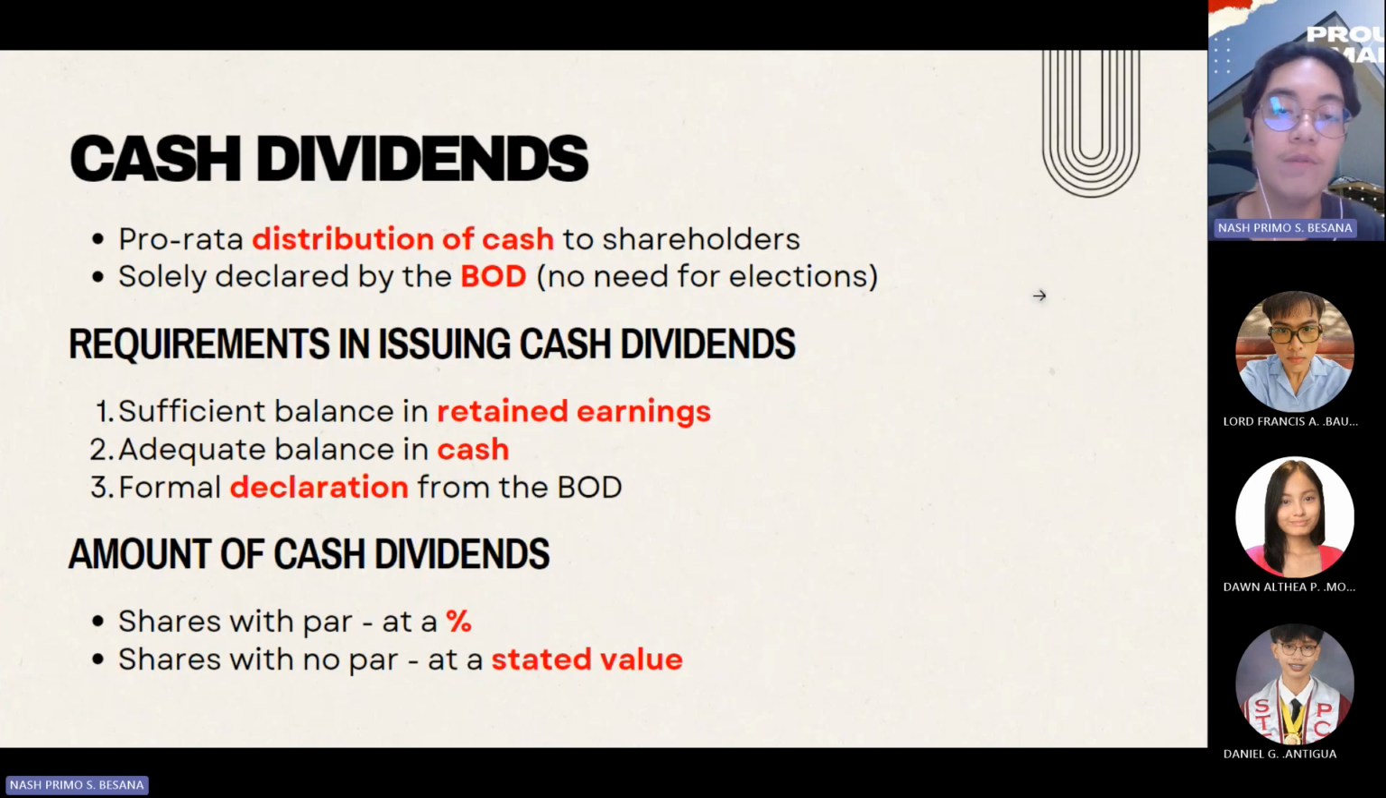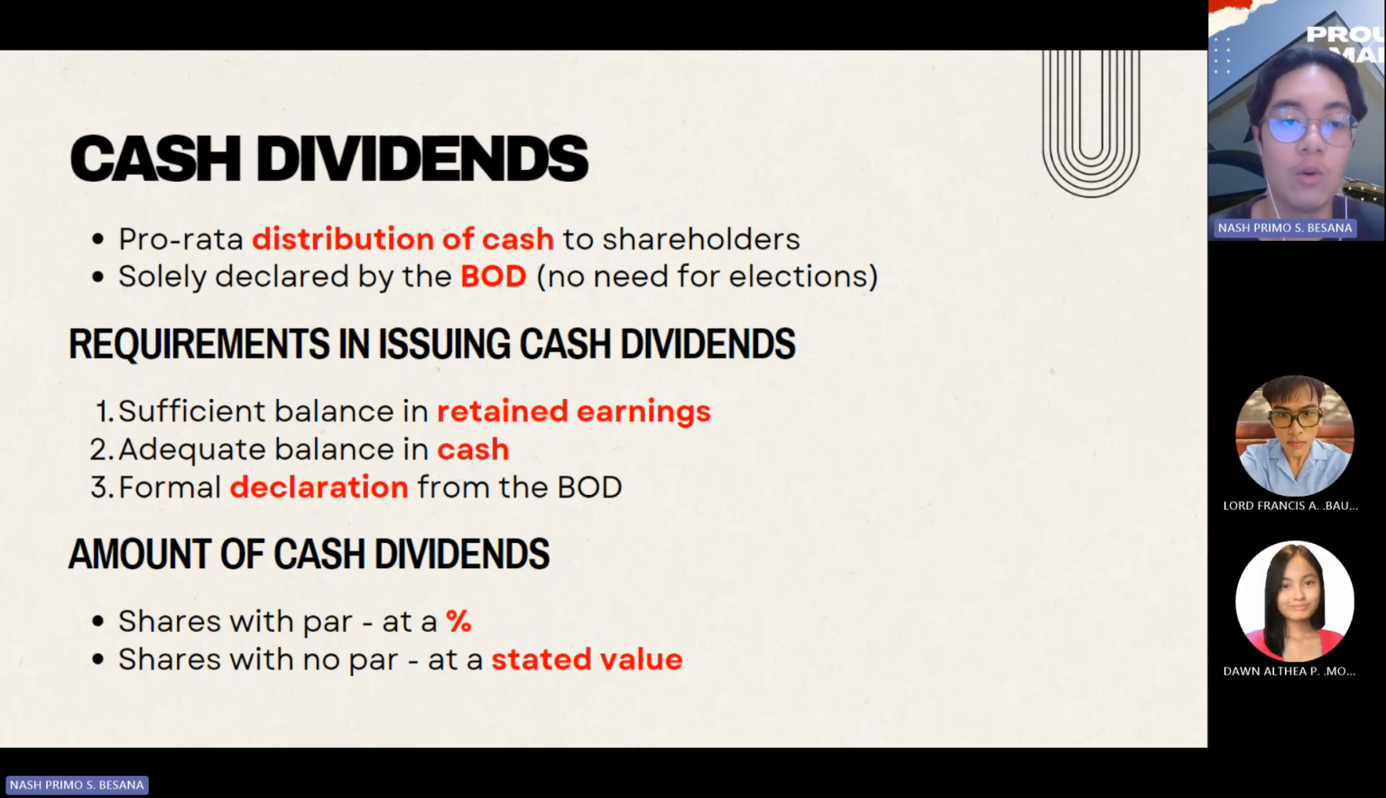So now we move on to the first type of dividends, which is the cash dividends. It is the pro rata distribution of cash to shareholders. It is solely declared by the board of directors. This means there is no need to consult the remaining shareholders. It is the full decision of the board of directors when they want to issue cash dividends; they don't need to conduct a vote of everyone. It is at their discretion whether they distribute cash dividends. And from the name itself, cash dividends, what is given is cash.